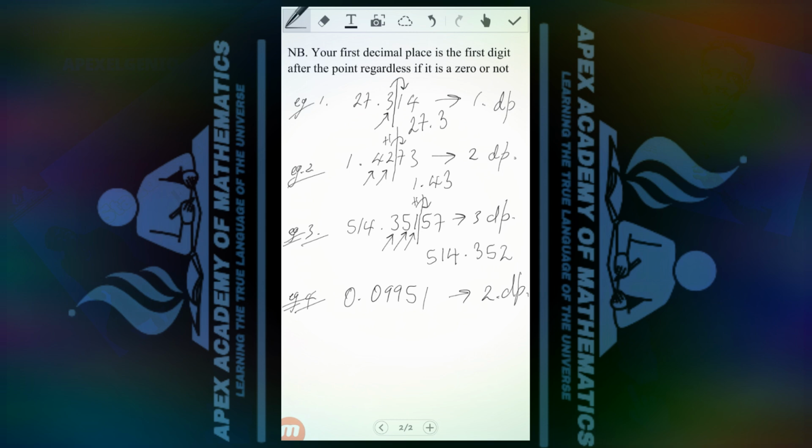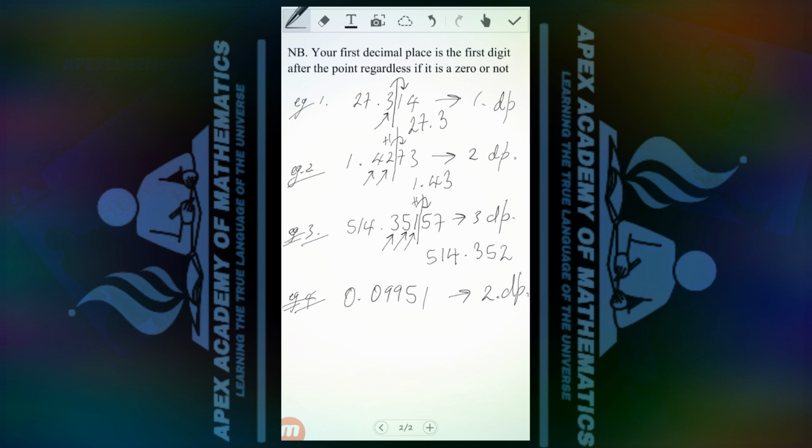All right, so here we have 0.09951 and we want to round this off to 2 decimal places. Now here's an example where in significant figures these zeros would be insignificant, so we wouldn't start counting from the 0, we'd start counting from the 9. However, this is not a case where we are focusing on if the number is significant or insignificant. We are focusing on the decimal position.